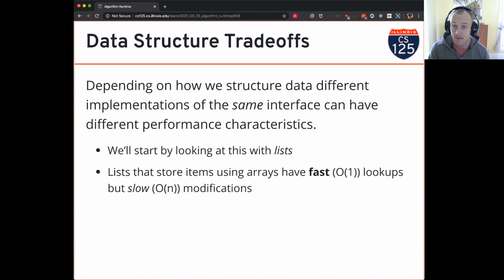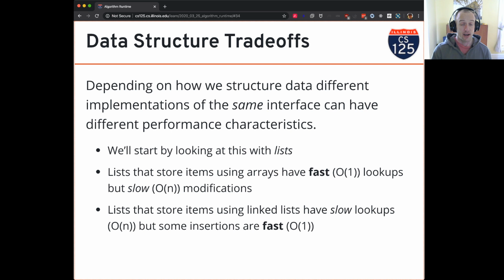But when I want to modify the list, like add and remove elements, those operations are slow. In contrast, when we use linked lists, which we'll talk about more, don't worry, this is our other type of list. These are going to have slow lookups. So lookups are going to take O(n), but certain insertions are fast.